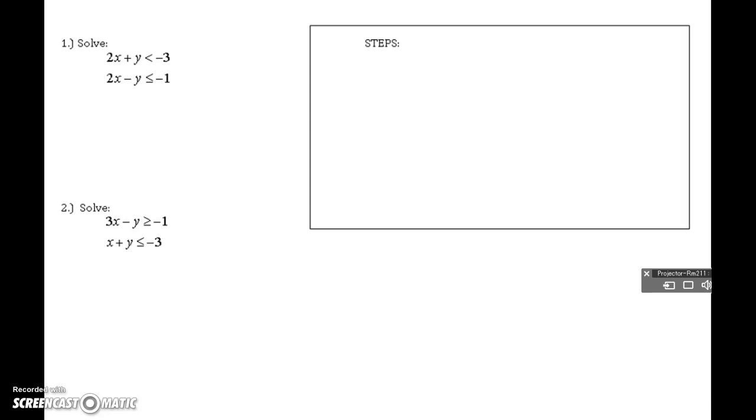So this is asking you to solve on your calculator. So all I'm going to have you do is write down the steps for you to solve on your calculator if you were going to, and how to enter that in. I'm going to show you on mine. So here's the steps. First, you always need to make sure that your inequalities or your equations are in slope-intercept form. So change to slope-intercept form.